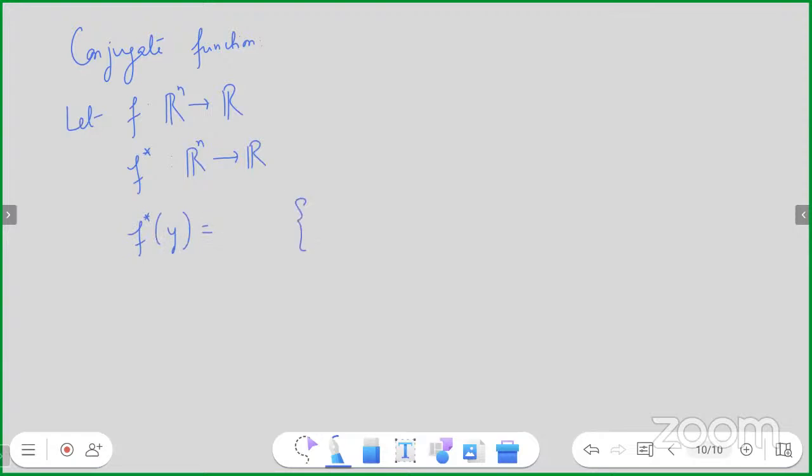It's an interesting function: y transpose x minus f of x, supremized over x belonging to the domain. Just stare at it for a while. That's the function definition.